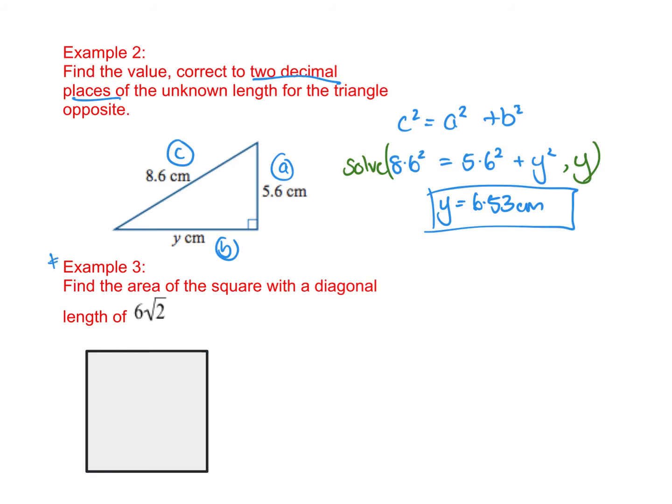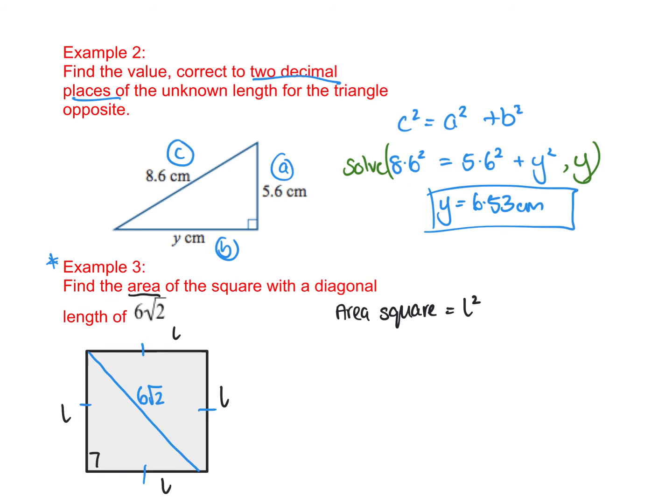Now this one down here, they didn't have the diagram, but I've just quickly drawn one in there. It says find the area of a square with a diagonal length of 6 root 2. So if this is a square, the sides are all the same, and what they're saying is this diagonal length is 6 root 2. We need to find the area of the square. Remember, area of a square is the length squared. So this side L is what we need to find. So you can use Pythagoras.